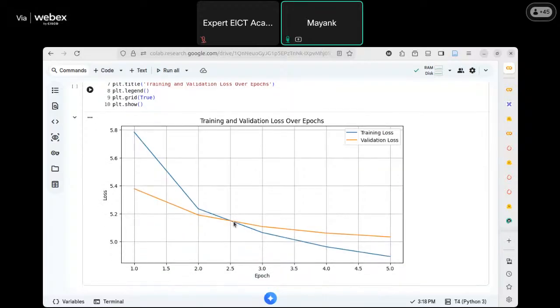Here it seems we crossed this point, and after this point overfitting has started, and from here onwards the validation loss is still decreasing, but not as much as the training loss. But some learning is still happening. It could have continued further, right?